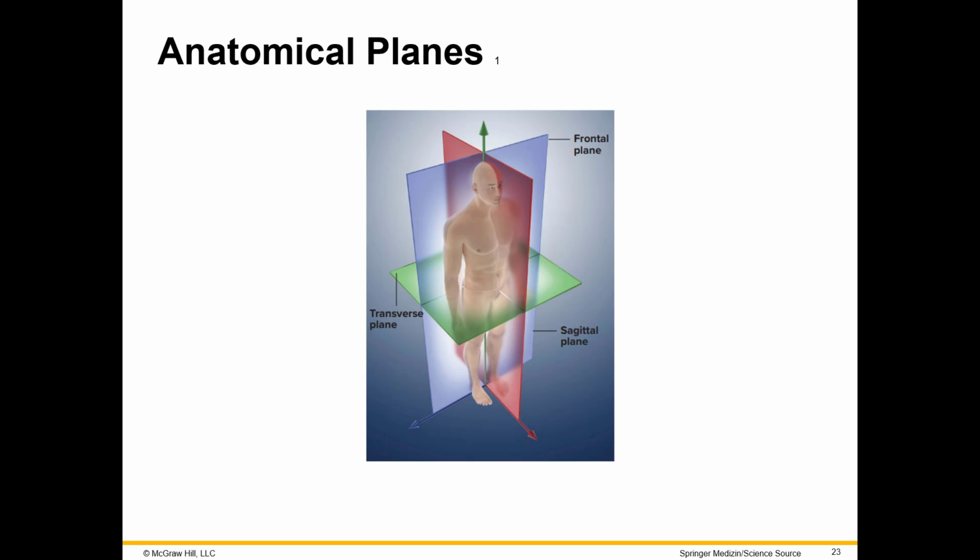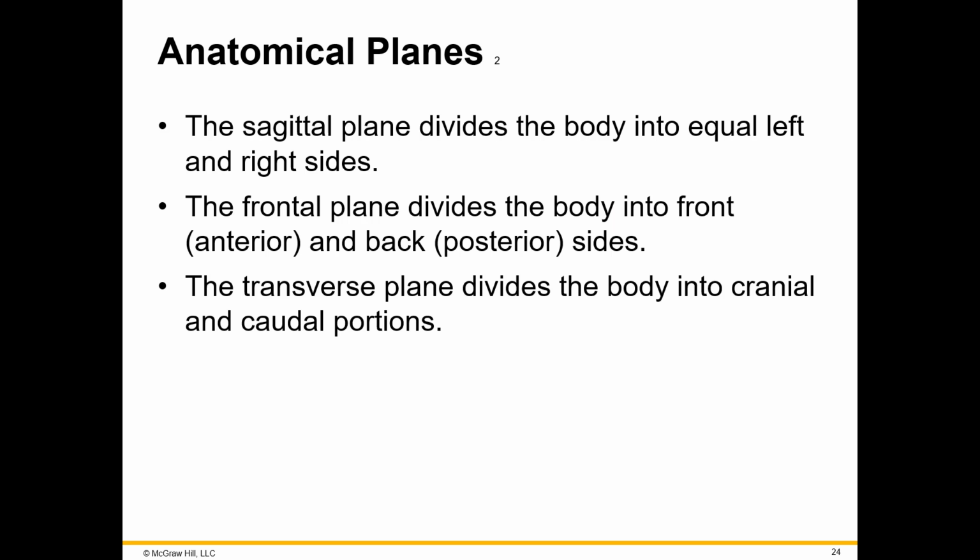All right, the body is viewed through imaginary slices producing flat surfaces that pass through the body. There are three major anatomic planes. We have our transverse or horizontal, sagittal, and our frontal or coronal. Superior is above the waist, inferior is below the waist. Anatomical planes. The sagittal plane divides the body into equal left and right sides. The frontal plane divides the body into front anterior and the back posterior sides. The transverse plane divides the body into cranial and caudal portions, or top and bottom.